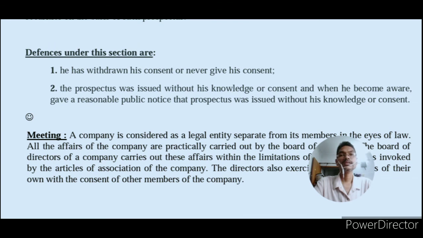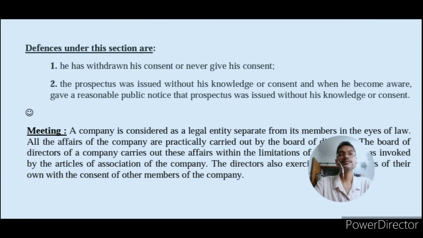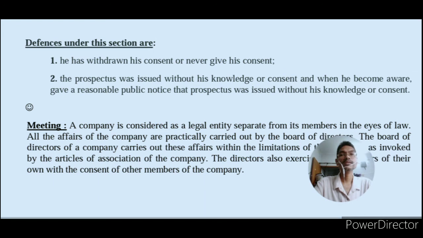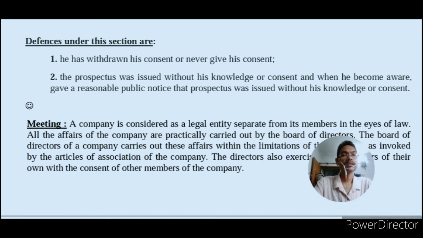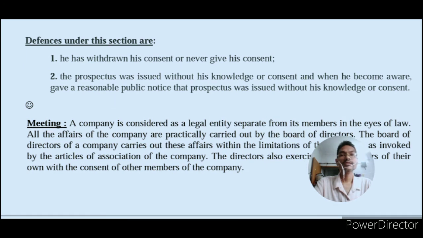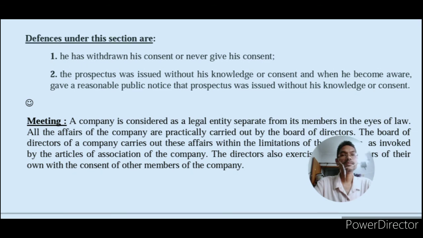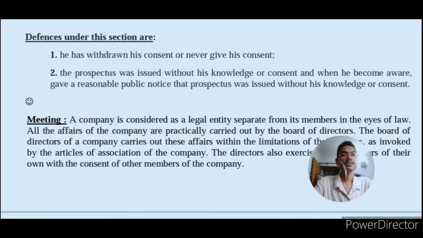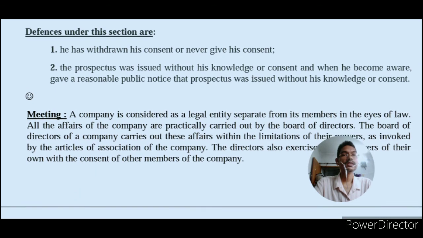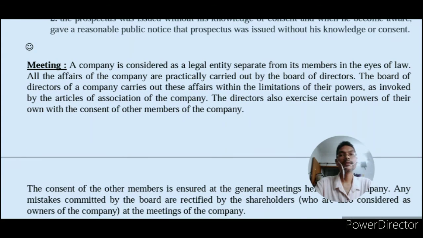Defenses under the section are: 1. He has withdrawn his consent or never gave his consent. 2. The prospectus was issued without his knowledge or consent, and when he became aware, he gave a reasonable public notice that the prospectus was issued without his knowledge or consent.